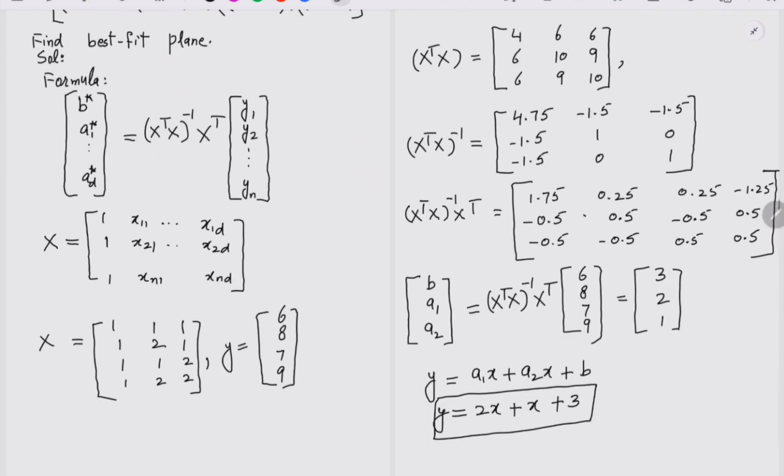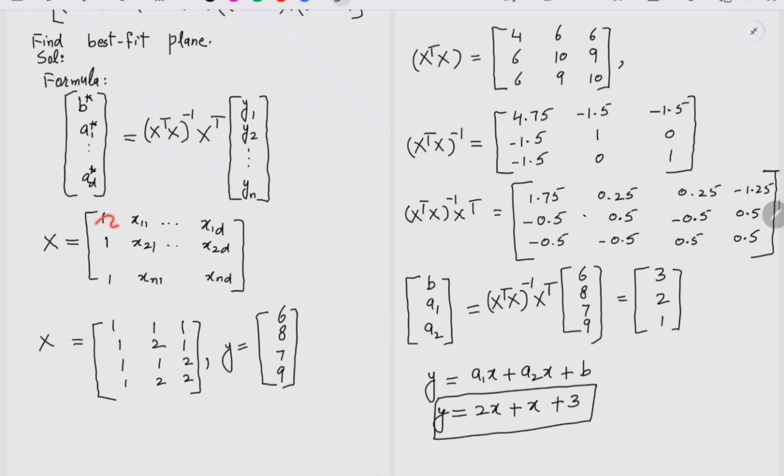So from the previous video, we know that the formula is given over here. This is the general formula. B, A1 up to AD star, all these are the unknowns. (X transpose X) inverse is on the right hand side, and X transpose, then you multiply with y1, y2 up to yn.